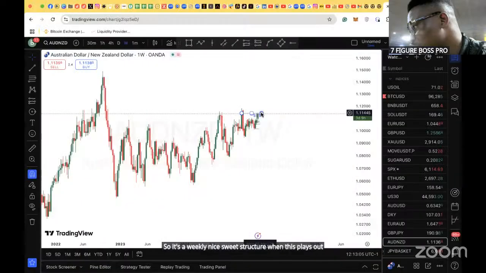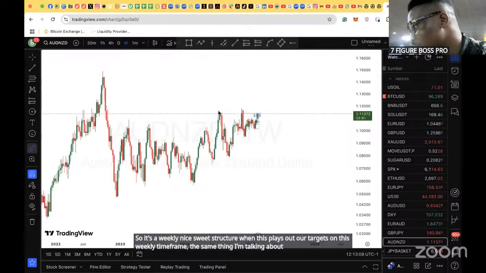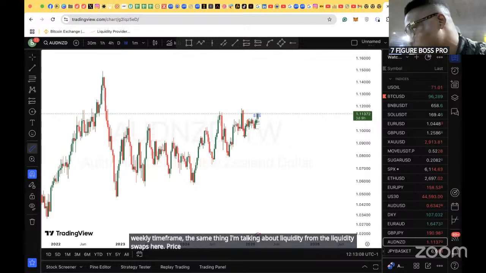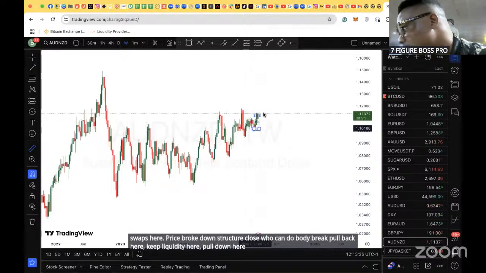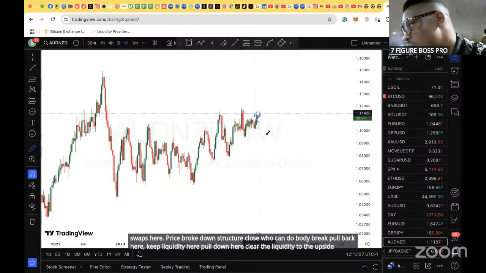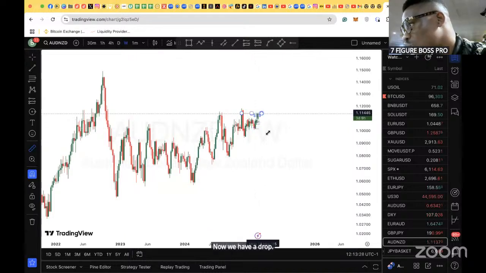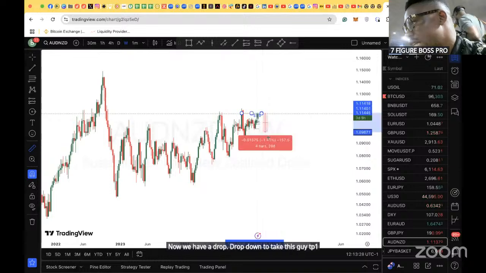When this plays out, our targets on this weekly time frame, the same thing I'm talking about. Liquidity formed here, liquidity swept here, price broke down structure, full candle body close break, pullback here, keep liquidity here, pull down here, clear the liquidity to the upside. Now we have a drop. Drop down to take this guy, TP1, 198 pips, TP2, 375 pips.